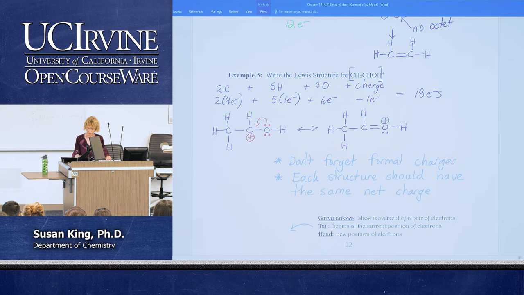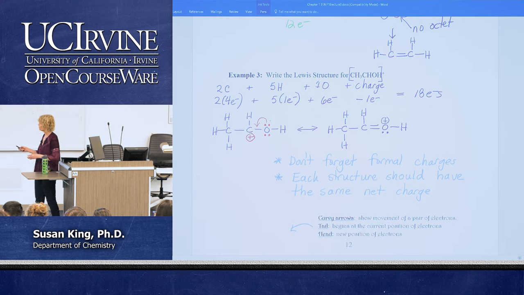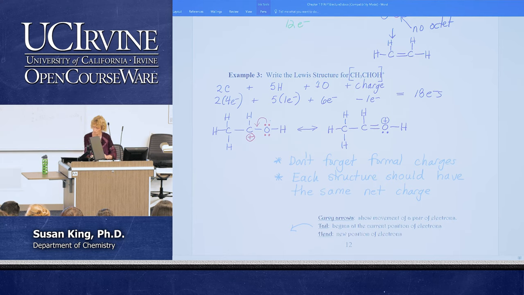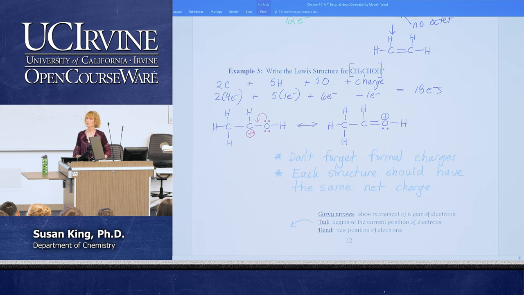So this arrow came from this lone pair here. The arrows are going to come from either a lone pair or a bond. It comes from this lone pair, that's where they are currently located. This shows where we're moving them, between that carbon and that oxygen. All right, questions? Any questions on that?